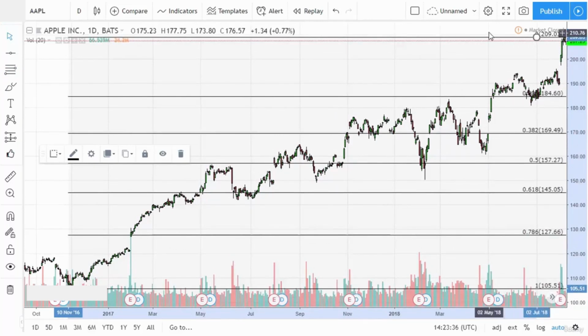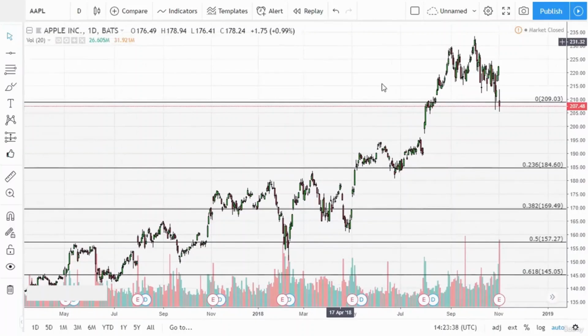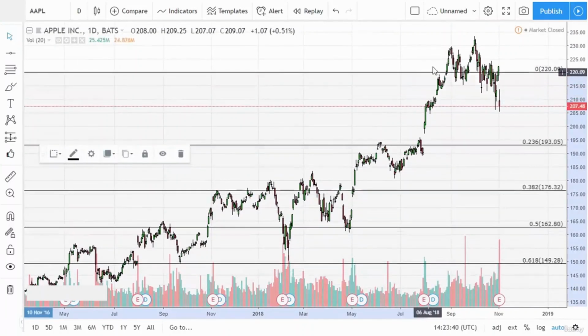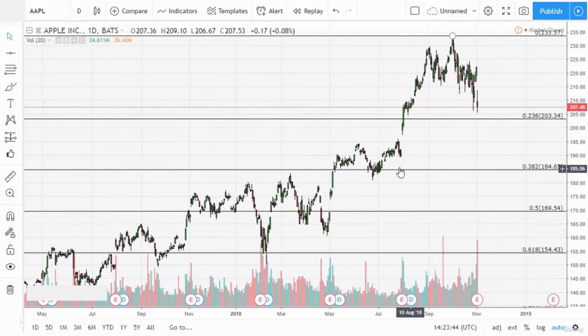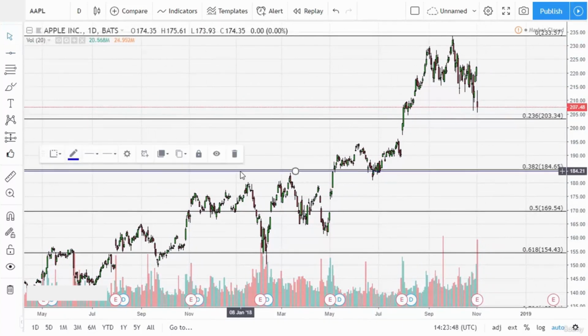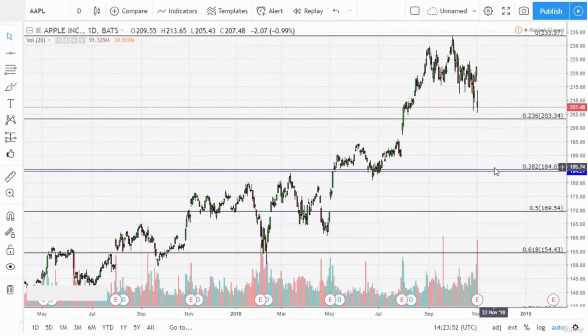So if we are to pull back, in Apple, down here you can see that there is a clear support and resistance area right around $185. So as we drift lower, Fibonacci traders and support and resistance would both give you an idea as to, hey, this may be a great place to trade.